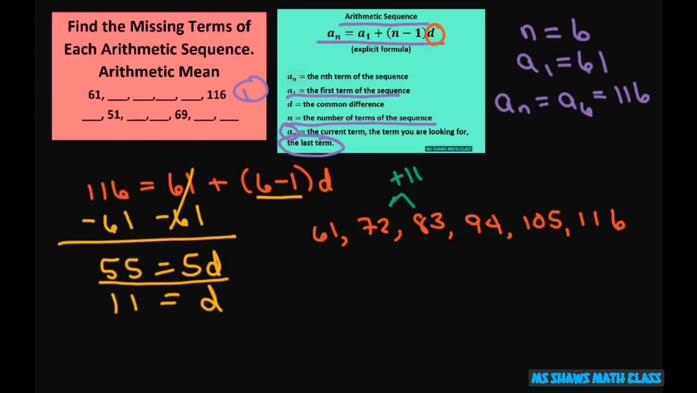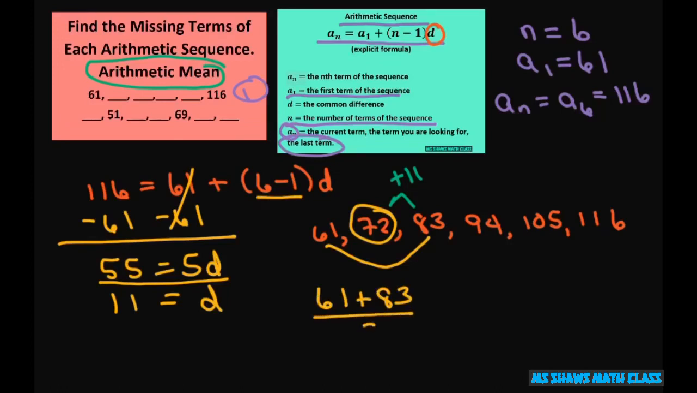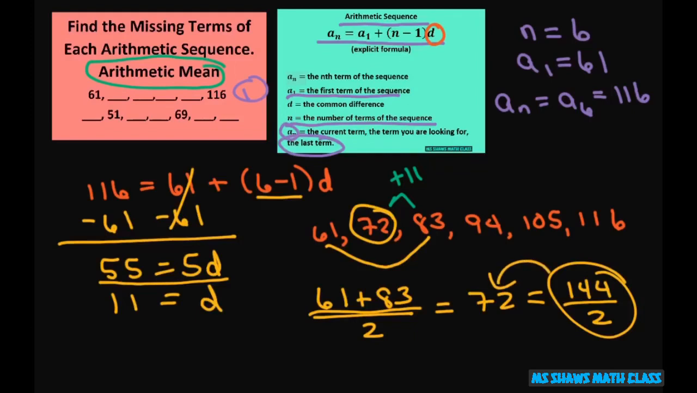Now the reason it's also called the arithmetic mean is because you can take two numbers, let's take the smaller ones, you can take these two numbers, and when you take the average of them, you should get the middle number. So if I take 61 plus 83 and divide by 2, I should get 72. When you add these two up, you get 144, divided by 2, which does equal our 72. So that's where the arithmetic mean comes in.